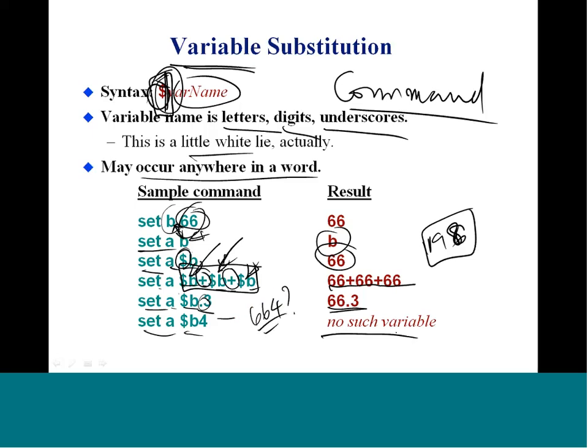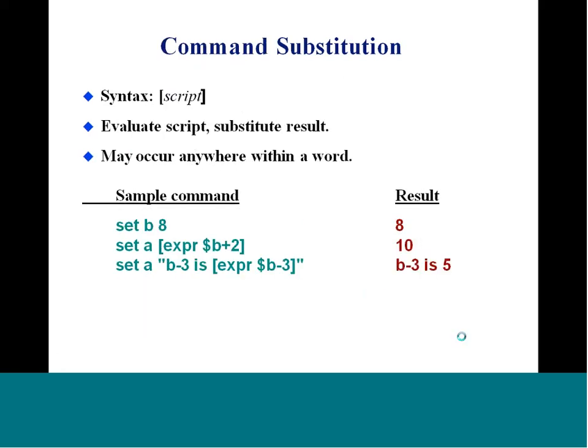Actually, in this case, it just says that there is no variable, because now the 4 becomes part of the variable name, because you can see that the variable name is letters, digits, and underscores. So it treats $D4 as a single variable, and it finds that it is never defined. So it just complains about no such variable.